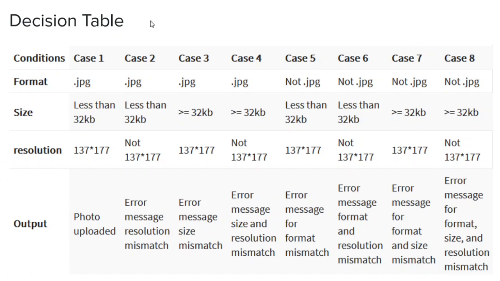You can do this activity in an Excel sheet, where we can create the conditions column. We can put all the conditions here and all the condition value combinations here. And then we can put the output as well. For each combination, there would be a respective output. It can be a positive output or a negative output, depending on which condition is failing, and we have to display the respective output for that.